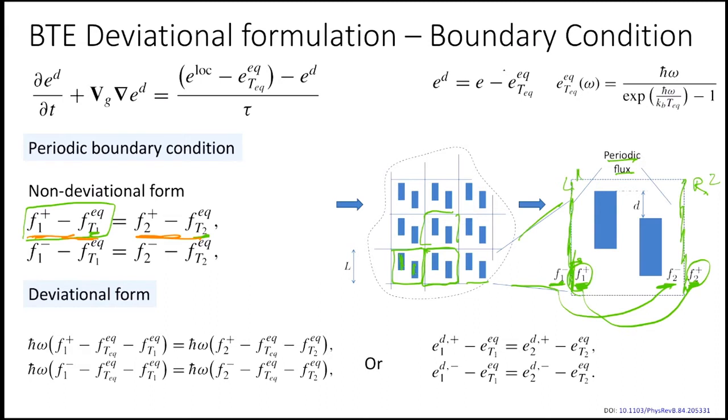And in the same way, we could write for the negative term. So F1 negative minus F equilibrium at T1 has to be the same as F2 negative minus F equilibrium at T2. Are you getting this part, how we have written these equations for the periodic boundary condition in the non-deviational form so far? We are applying a periodic flux condition because there is a gradient. We can't apply the periodicity in temperature because the temperature is not going to be the same, but we could apply this flux condition.